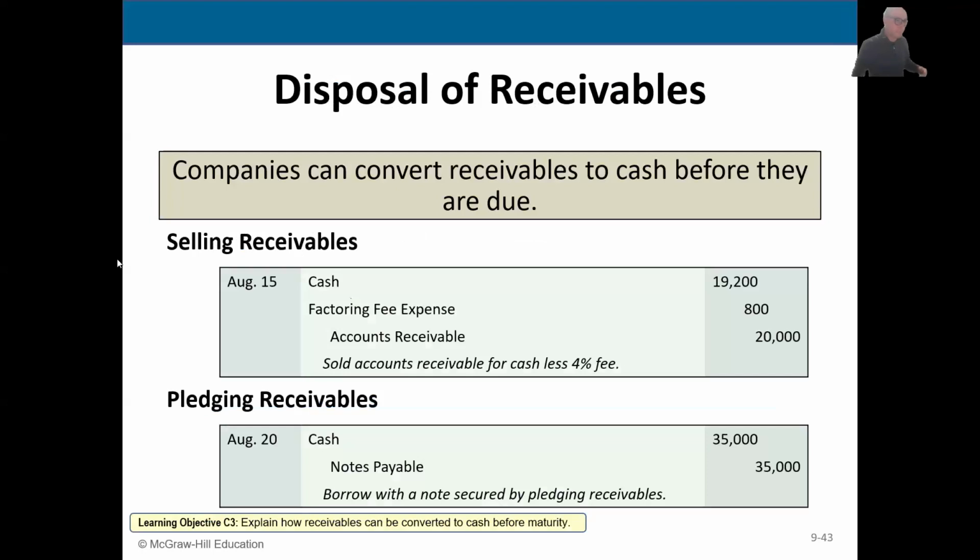So here we go. Companies can convert their receivables to cash before they're due if we need the cash, or don't want to be involved in collection activities. That's typically why companies do this. Okay, so here's how it works. A company can sell its receivables to a finance company or a bank. We call that factoring.